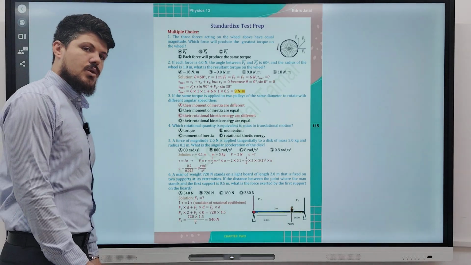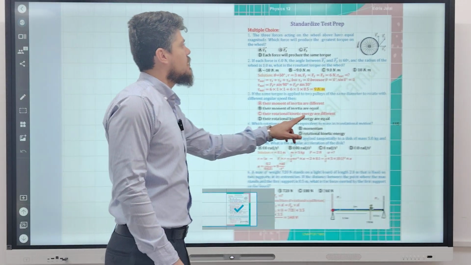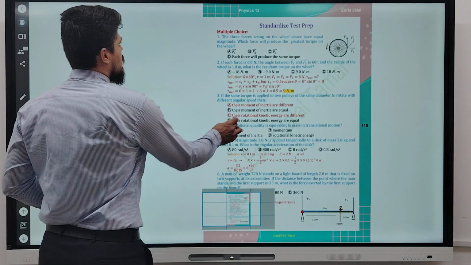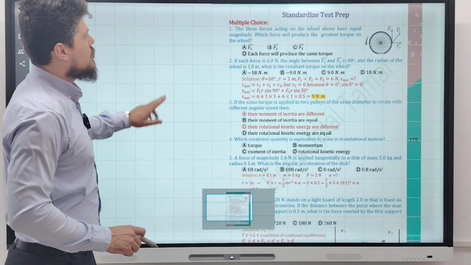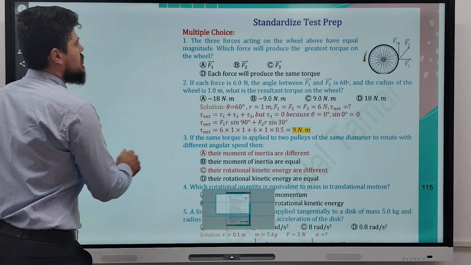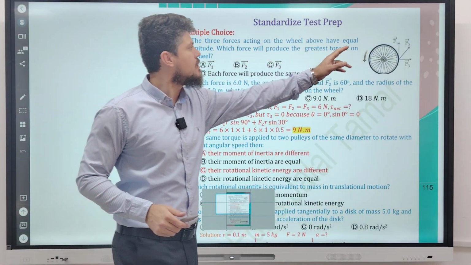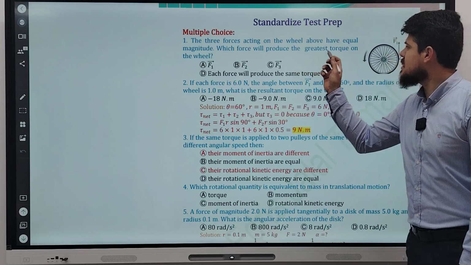Okay, now let's solve the questions of standardized test prep of chapter 2. It is very important, please pay attention for the questions of standardized test prep. Look at question 1. 3 forces acting on the wheel above have equal magnitude. Which force will produce the greatest torque?